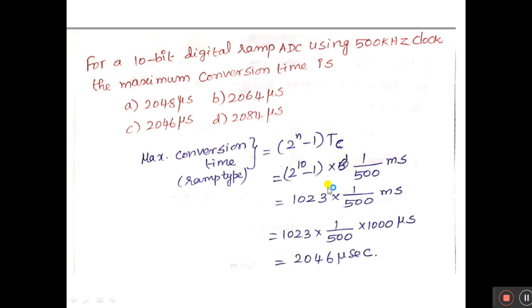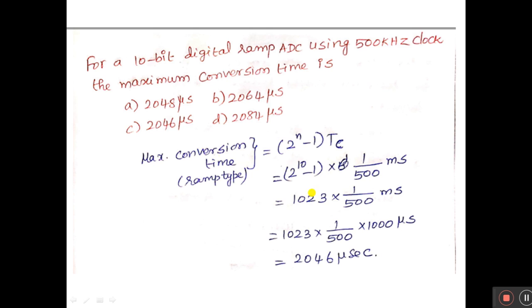Next question. For a 10-bit digital ramp ADC using a 500 kHz clock, the maximum conversion time is: option A 2048 microsecond, option B 2064 microsecond, option C 2046 microsecond, option D 2084 microsecond. The conversion time varies depending upon the type of ADC. For flash it may be different, for successive approximation it may be different. The question here asks about the ramp type, so the conversion time for ramp is 2 power n minus 1 into T.